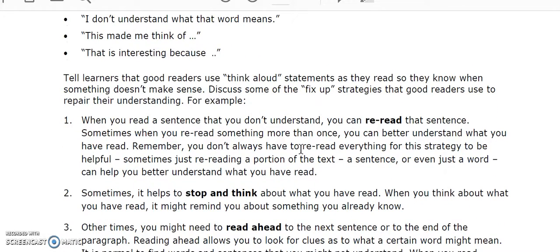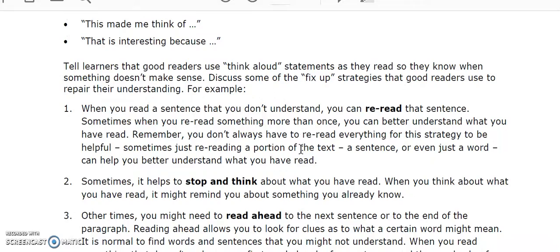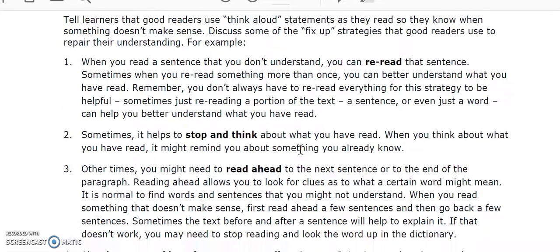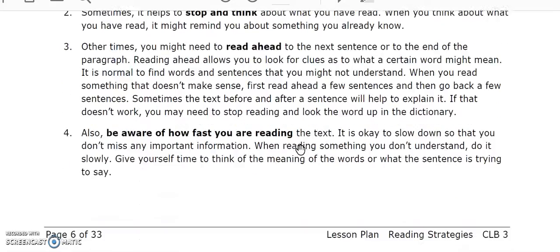The lesson plan then goes through the various types of fix-up strategies that good readers use in order to better understand what they are reading. For example, when you don't understand something, you can reread, stop and think, read ahead, or slow down your reading rate.